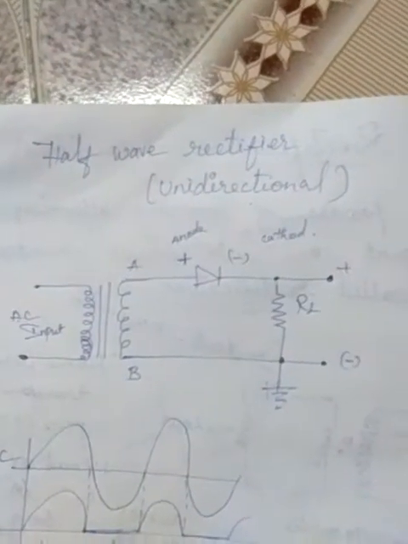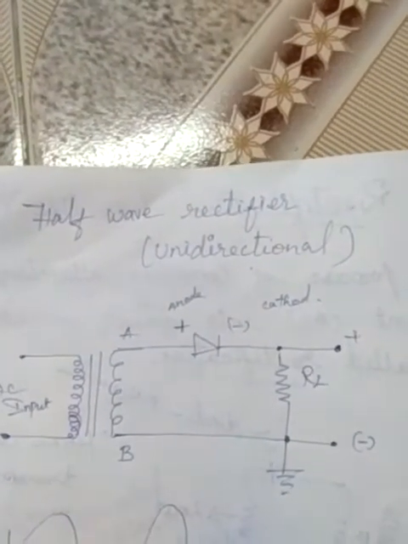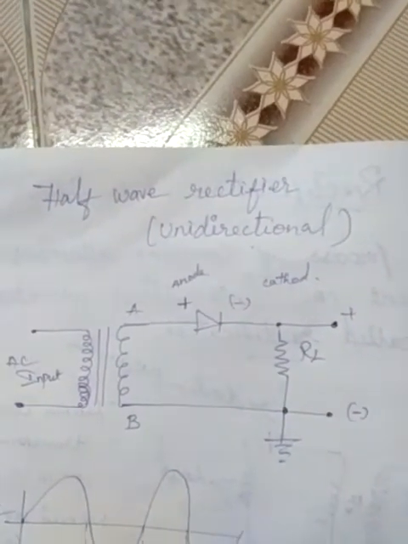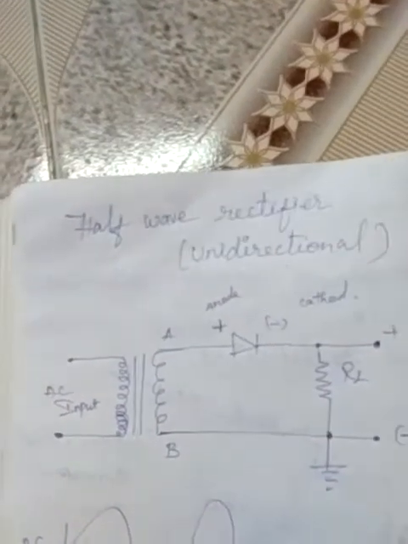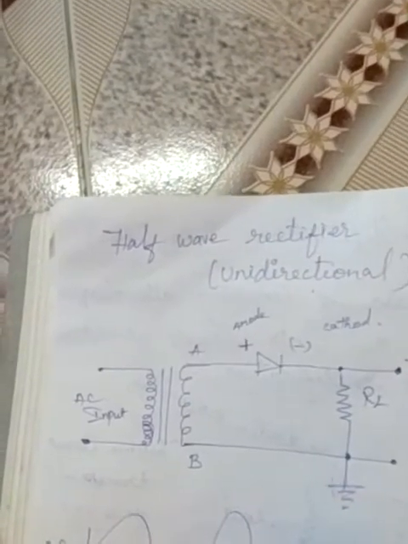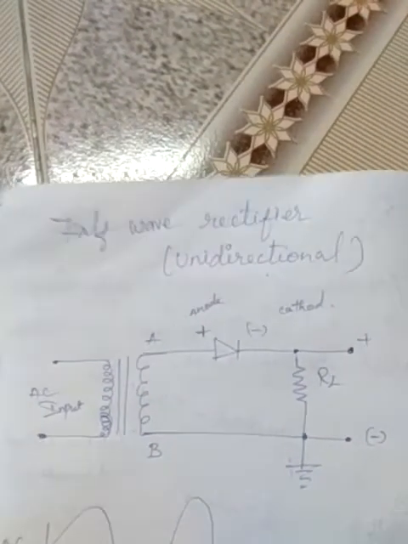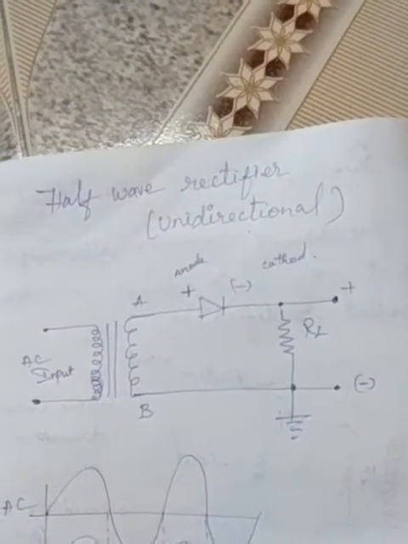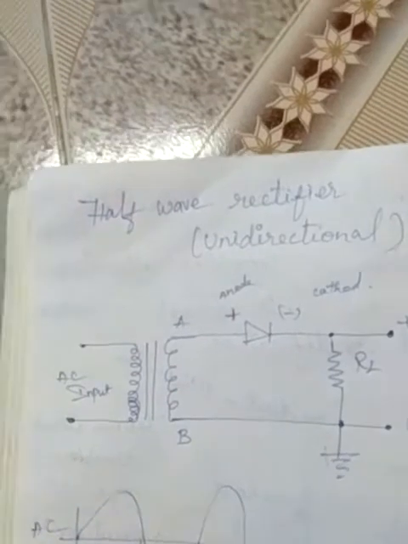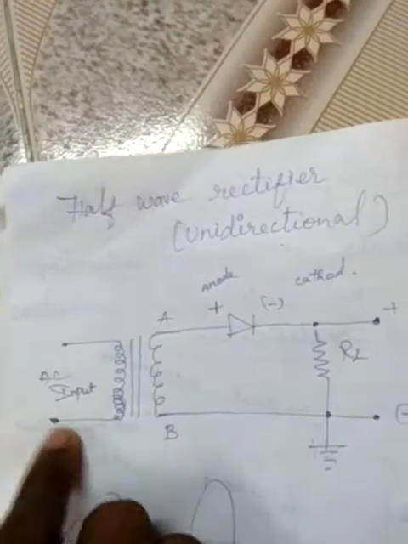Okay, half wave rectifier, we call this unidirectional. Uni means single, one side only. Current passes on one side only, and on the other side it does not pass. So that's why we call it unidirectional. So for the half wave rectifier, what do we call it? Unidirectional.